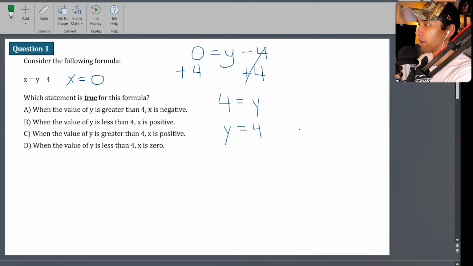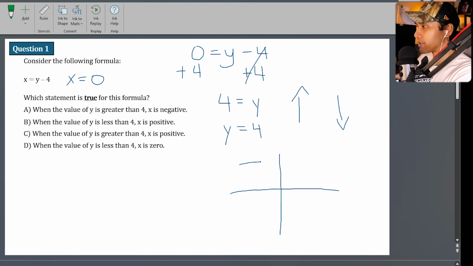After we find our cutoff point, now we need to test some values above and below the cutoff point, because something happens above y equals 4 and below y equals 4. And just to give you a visual, this is y equals 4. We're trying to test each statement for y above and y below, positive or negative values. So let's go ahead and do that.